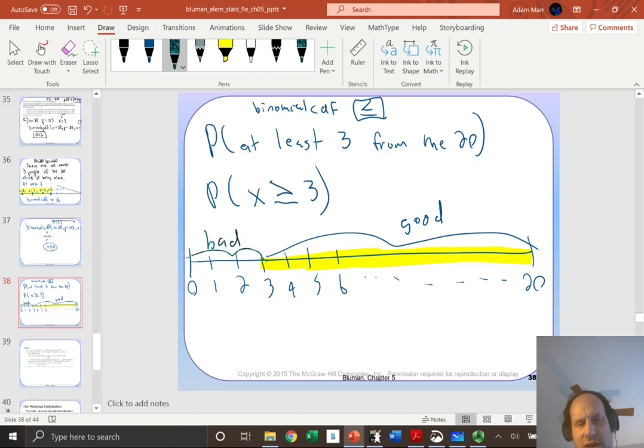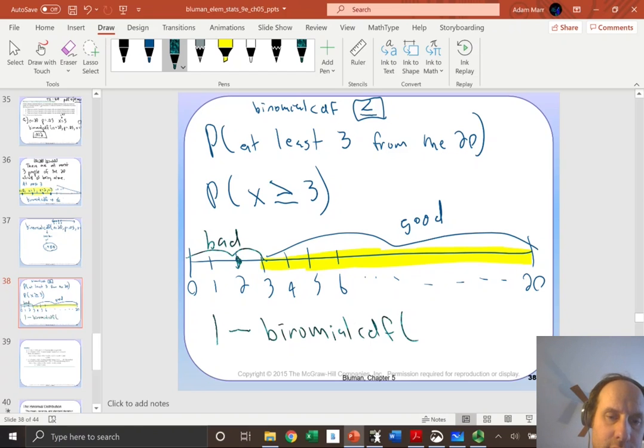So how would I do this, though? Well, let's think here. What we can do, remember, is we can say 1 minus, and that will get rid of the bad. Let's eliminate the bad by saying 1 minus binomial CDF. Now let's get rid of everything that is not greater than or equal to 3. Well, what would that be? That would be 2, 1, and 0.